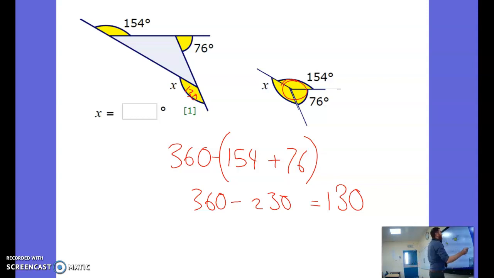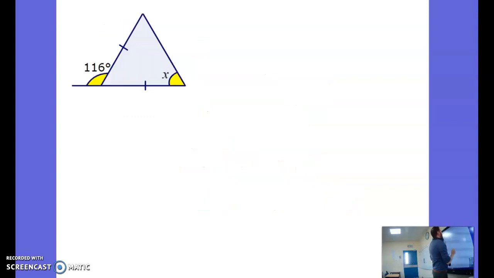Okay, let's have a look at another one. Right, here we have a special triangle. These lines mean that these sides are the same length. And so this triangle is an isosceles triangle. And that means that this angle is equal to this angle. So they are both the same. We'll label that one x as well.